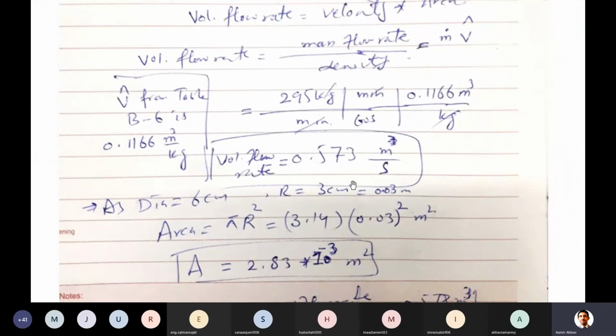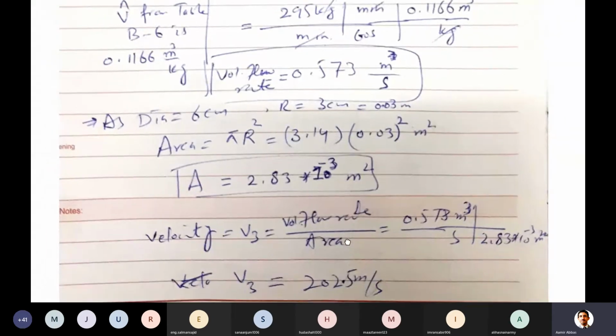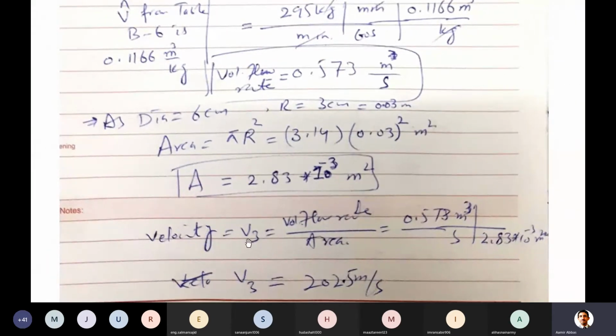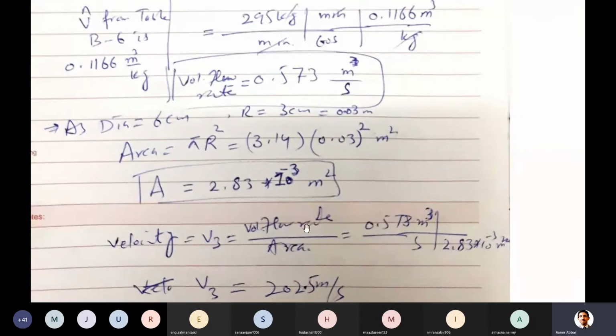So when you have this diameter, you can find the radius and calculate the area. So area was also calculated, and you can just quickly use this to find the velocity now, because you have area as well as this volumetric flow rate. So just put them in the equation and calculate the velocity. Velocity is flow rate per unit area.